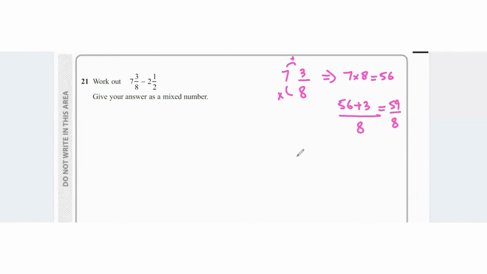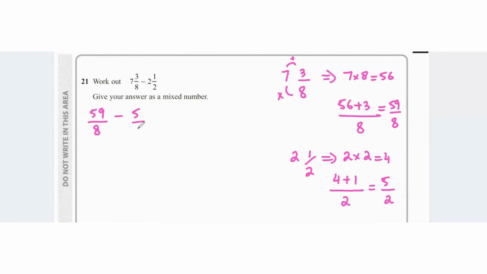Same steps with 2 whole number 1 over 2. We will multiply 2 and 2. That gives us 4. Add the result to the numerator, which is 1 plus 4, and divide by 2. That's 5 over 2. Now that we've converted the mixed numbers into improper fractions, for us to subtract the two fractions, we need to make the denominators equal. Right now, we have unlike denominators. The first fraction has a denominator of 8, and the second fraction has a denominator of 2. So to make the denominators equal, I am going to multiply the second fraction by 4.